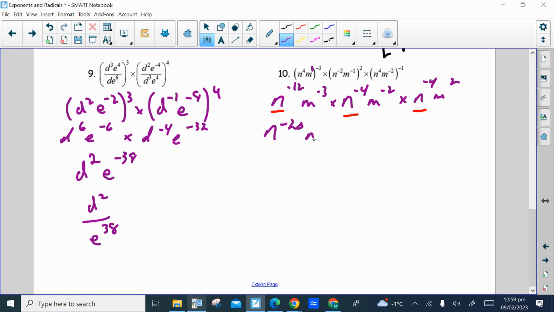And we'll do the same thing with the m's. We'll add all the exponents. Negative 3 plus negative 2 is negative 5. But then we're going to add 2, so now we're back to negative 3. So that's where we're at. Are we done, Peyton? What do we need to do?